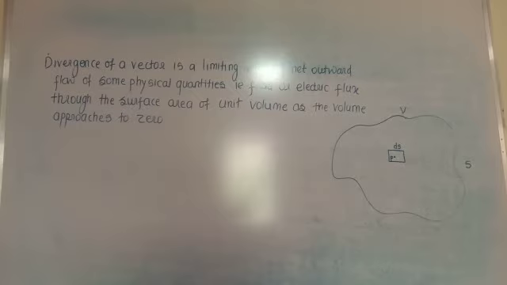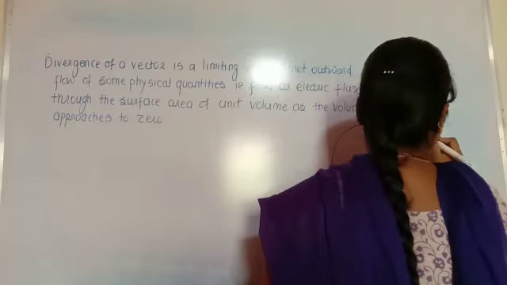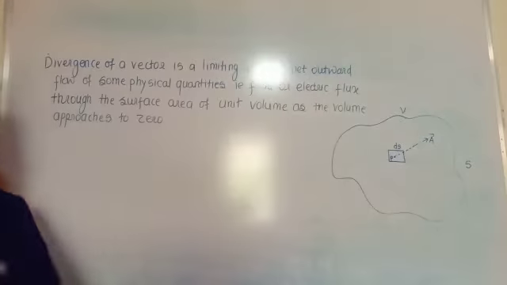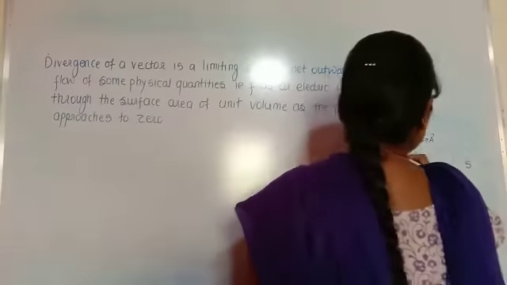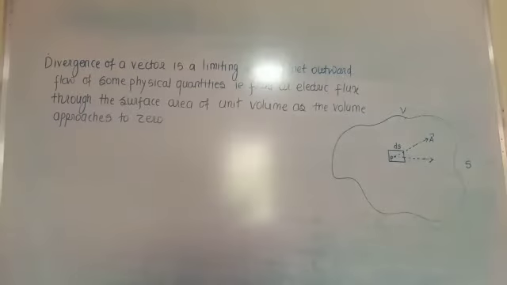Okay, and the vector field is A. The direction of A is outward. This is the vector A from point P. Here we are considering the vector field at point P on the surface, and let ds be the vector representing a small area surrounding point P, its direction being that of the outward drawn normal to the surface.